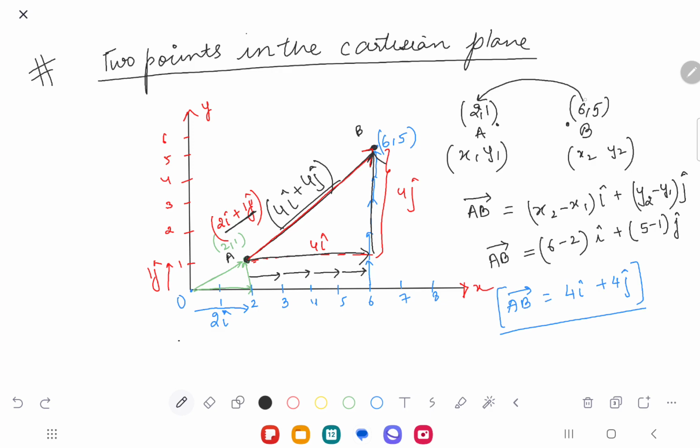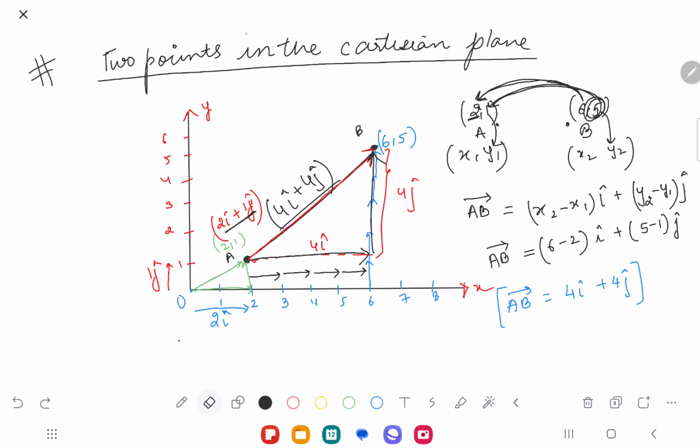Understood? So what you're supposed to do is subtract the first x1 from the second x2, i cap, and y2 minus y1. So this is my y2, this is my y1. So y2 minus y1 j cap. Understood or no? Yes, ma'am.